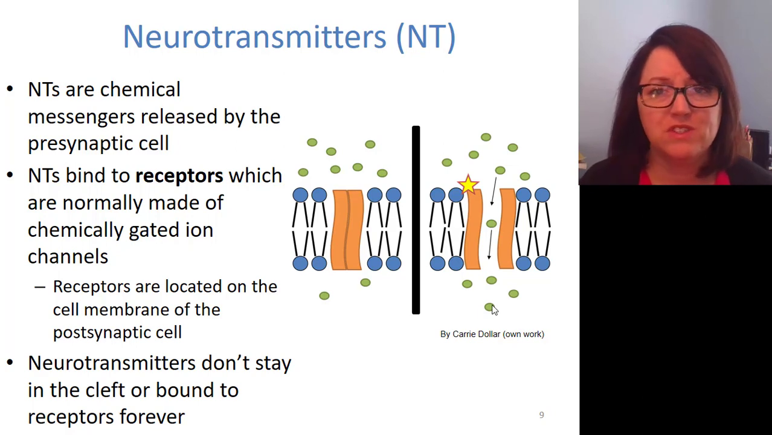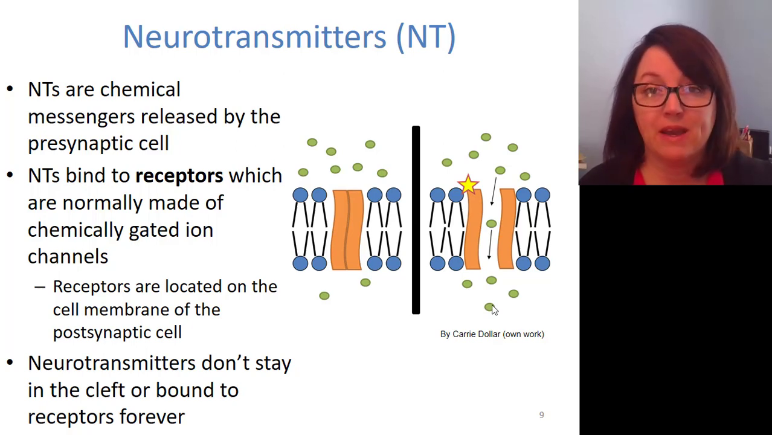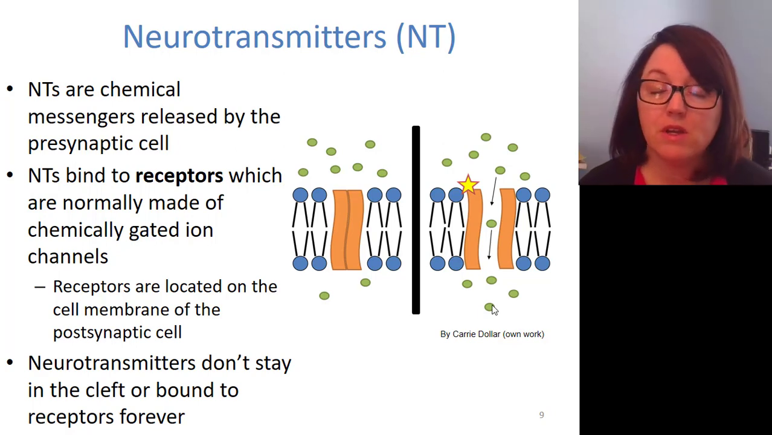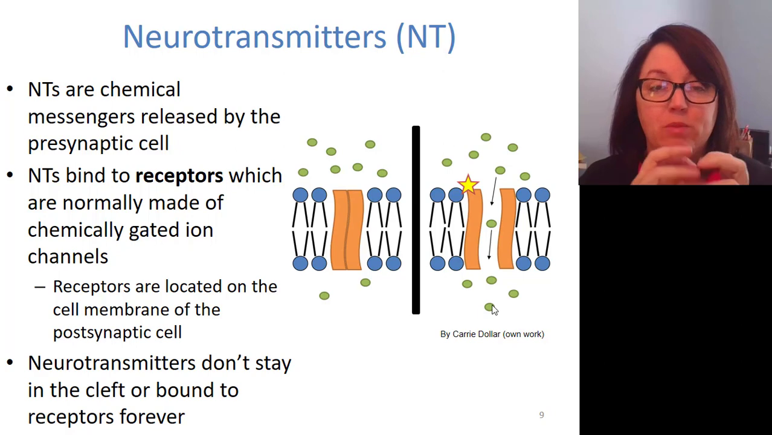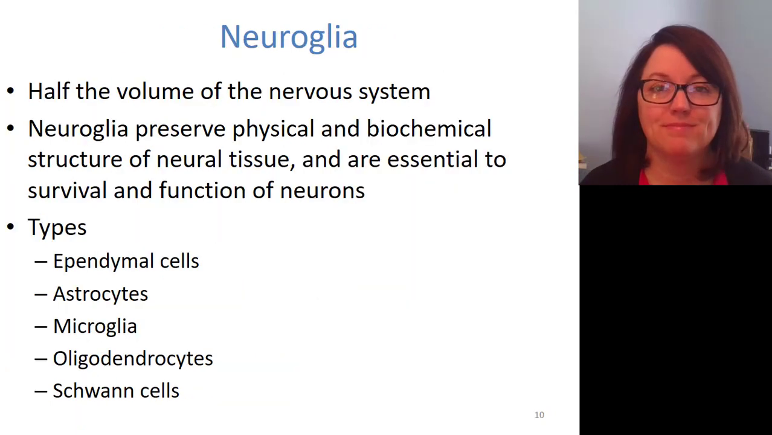The neurotransmitters don't stay bound to the receptor forever, right? They are eventually released, and then sometimes they're actually taken back into the presynaptic cell. We call that reuptake. It's a nice way to reuse the neurotransmitters. Sometimes they are degraded by enzymes, so an enzyme will tear apart the neurotransmitter. And sometimes the neurotransmitter will just float away.